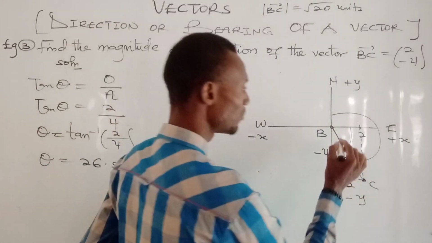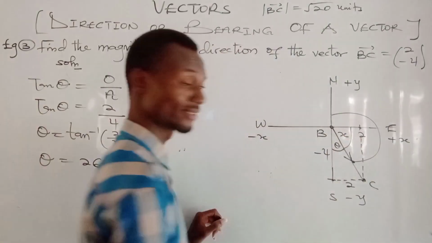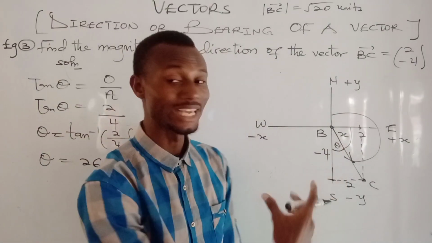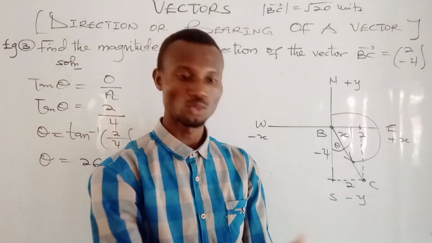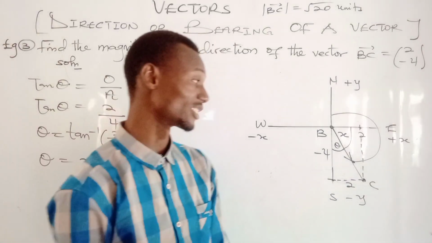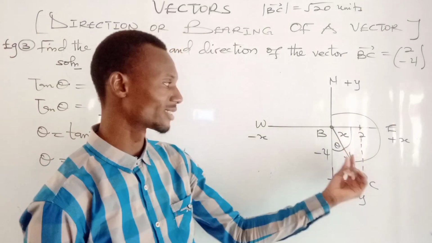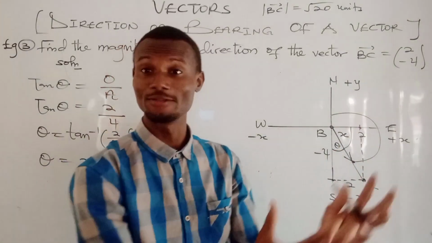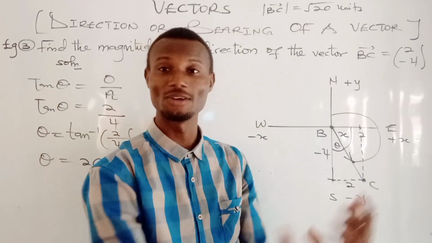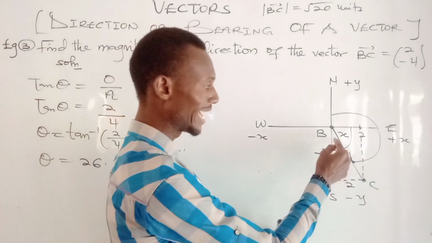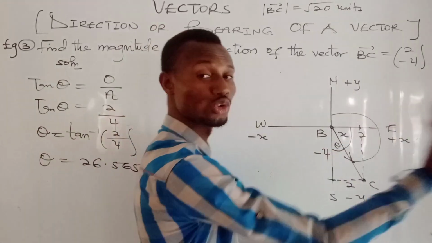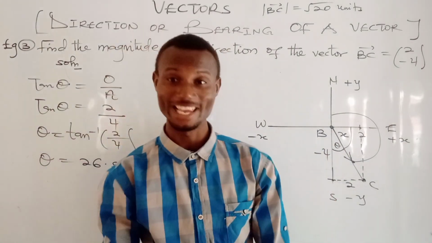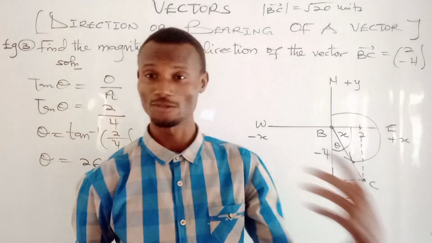Okay, so let me label this angle as S, since I don't know it. So it means that S plus theta should be equal to 90 degrees. Why equal to 90 degrees? Because the whole of this quadrant forms an angle of 90 degrees. So the angle here plus the angle here should be equal to 90 degrees. Then it becomes a simple linear equation to solve for the value of S.